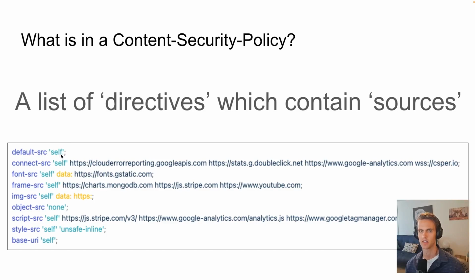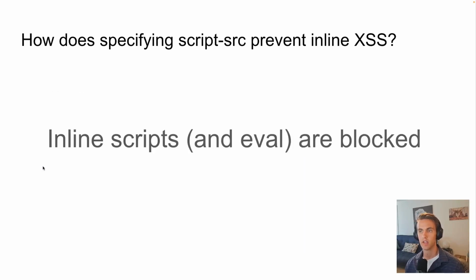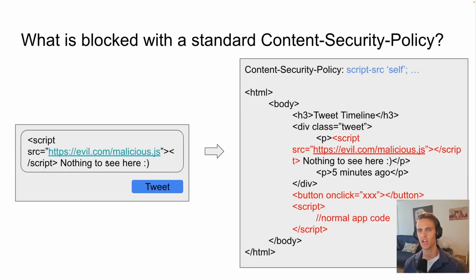So you can load any content off the same origin. Cool. One thing that was kind of glossed over, but very important, is how does specifying a script source prevent inline cross-site scripting? This is part of the frustrations and also what makes CSP secure: inline scripts and also evals, which we'll talk about later, are blocked. That means you're not allowed to have any inline JavaScript.